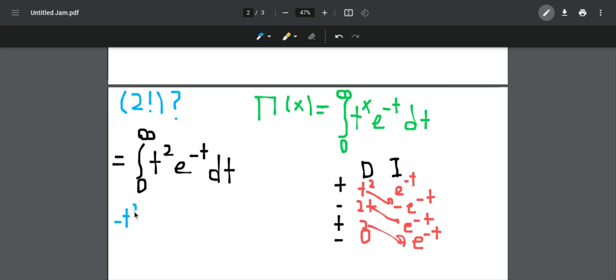negative t squared times e to the negative t, and then we have a minus sign, so this is again minus 2t e to the negative t. And then we have a minus e to the negative t times a plus. So again, we have a minus 2 e to the negative t. And then I just have to evaluate this from 0 to infinity.